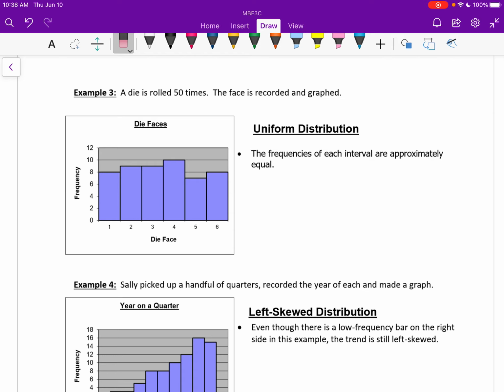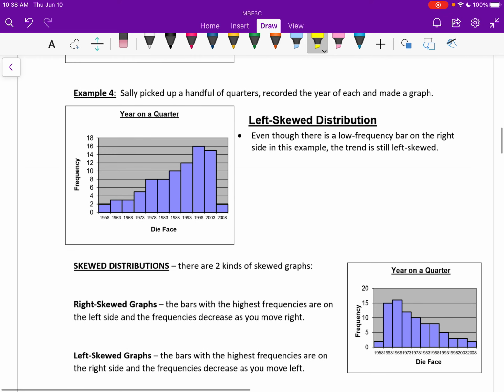So the intervals are approximately even. They're not always 100% even just because of probability and luck and chance. But if you were to roll a die, the chances you get a 1, the chances you get a 2, 3, 4, 5, and 6 are still 1 in 6. So they're still just equally as likely.